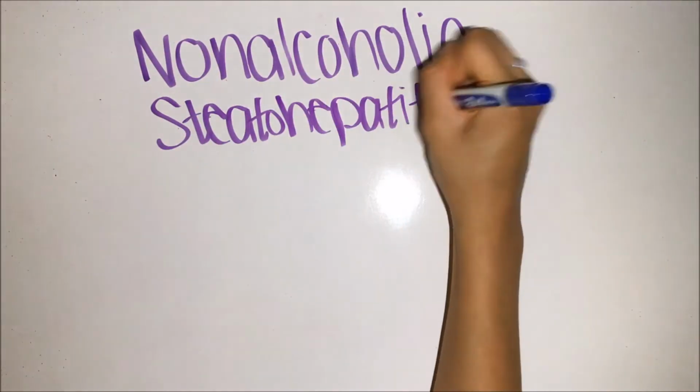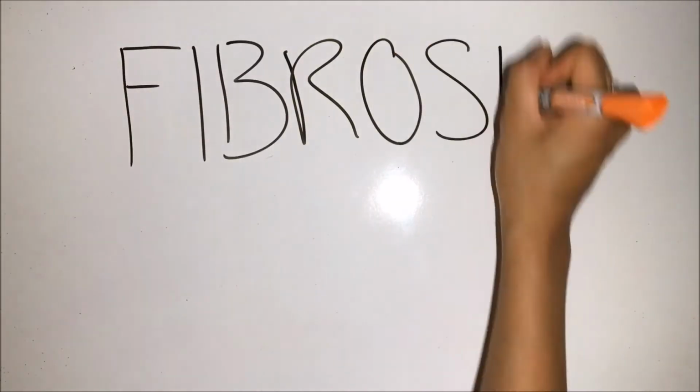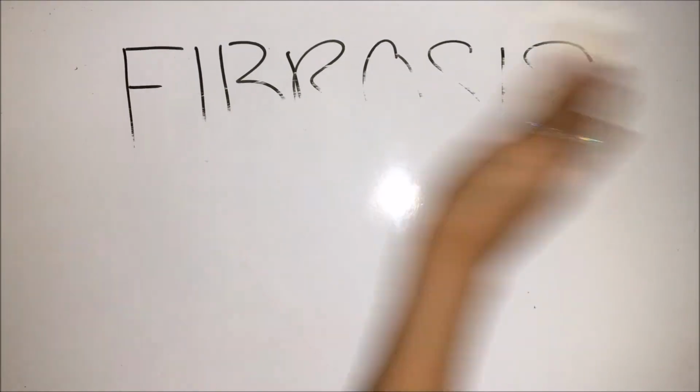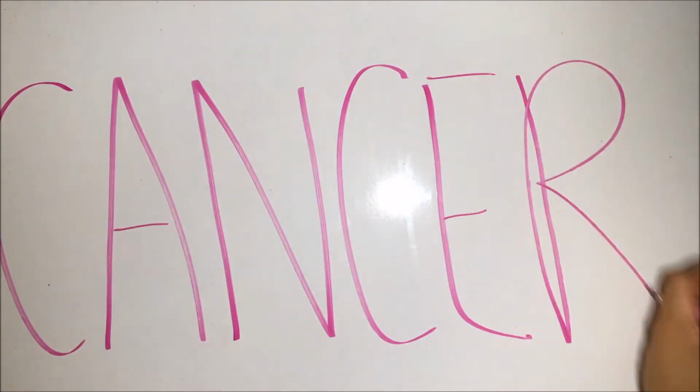Steatohepatitis is when there's too much fat. It causes damage and inflammation to the cells. It can lead to fibrosis, which is scarring of the liver. Then, if this becomes permanent, it becomes cirrhosis, which can lead to liver cancer and even liver failure.